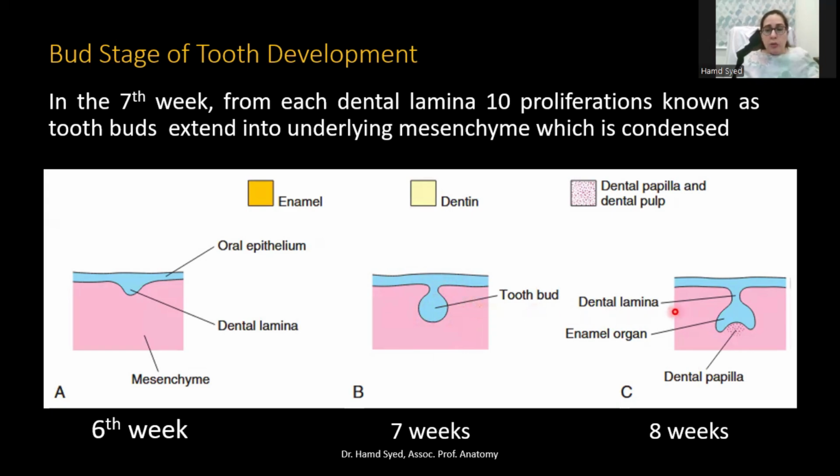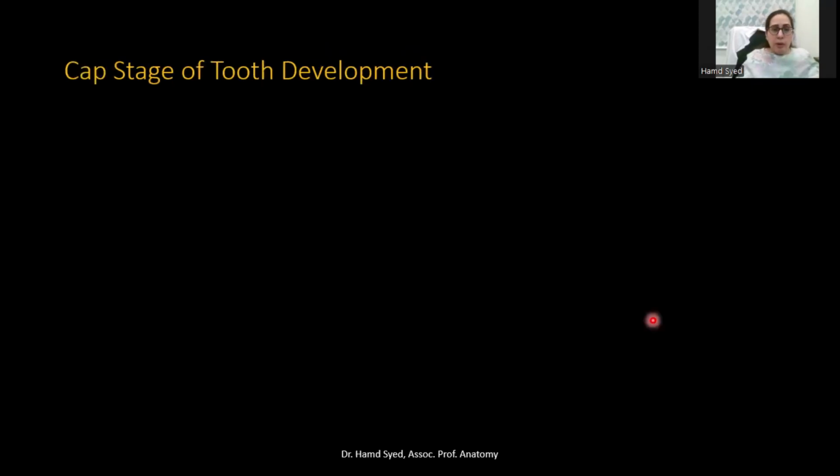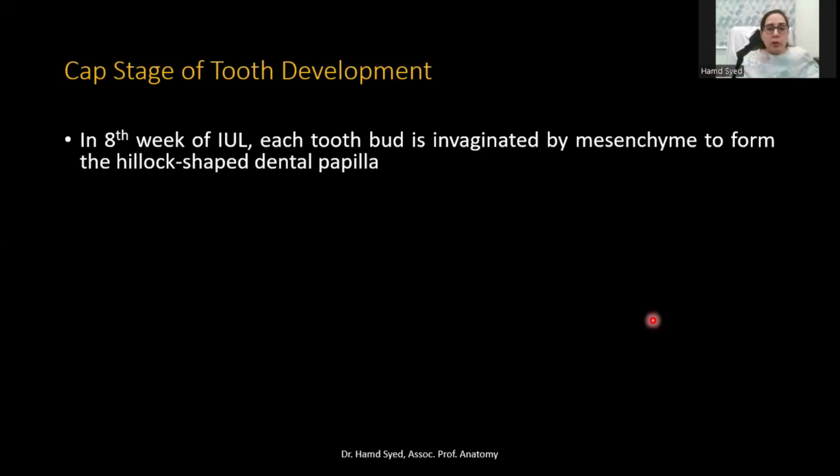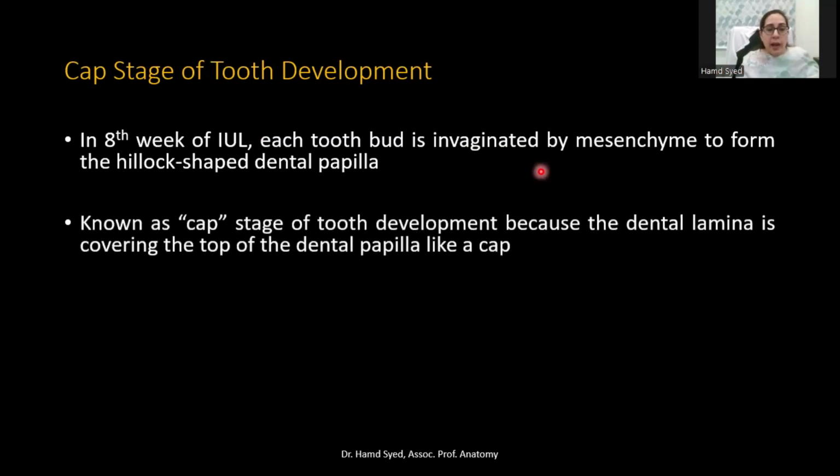And now let's look at the further stage of development. What happens to these tooth buds is that they transform into caps. What happens in the 8th week of intrauterine life is that each tooth bud is going to be invaginated by mesenchyme to form a hillock-shaped dental papilla, known as the cap stage of tooth development, because the dental lamina is covering the top of the dental papilla like a cap.